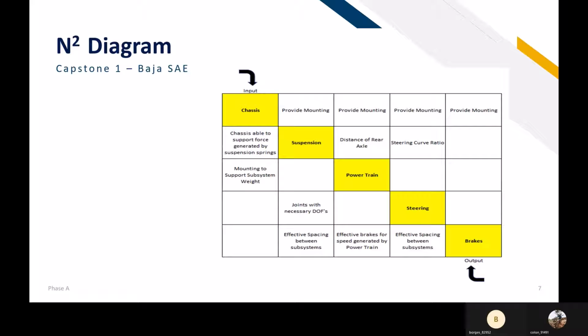Brakes have an effective spacing input on the steering and suspension, because those 3 subsystems will be assembled close to each other. Brakes also have an effective braking input on the powertrain, because the brakes must be designed to be able to stop the car at the full speed that is generated in the powertrain. The steering has an input of degrees of freedom on the suspension, because the steering needs to move completely without being interfered with by the suspension.